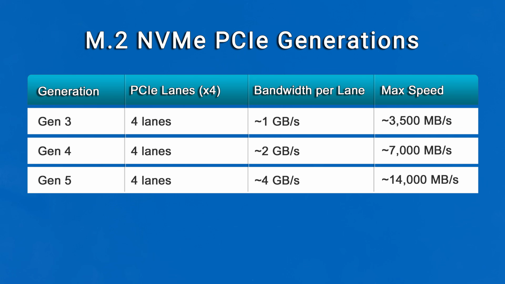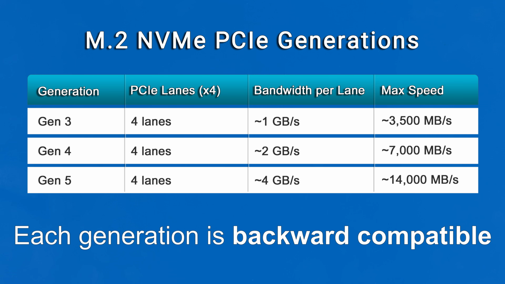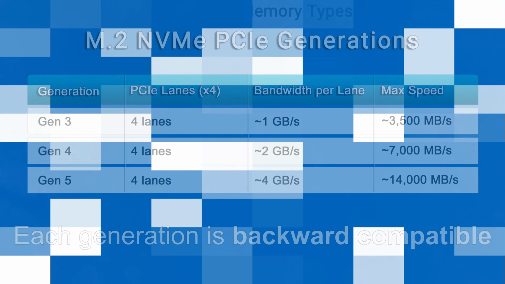Each generation is backward compatible. Higher generation NVMe SSDs can run on lower generation PCI slots, but they will operate at the maximum speed supported by the motherboard's PCI slot. For example, a Gen 5 SSD installed in a PCI Gen 3 slot will be limited to Gen 3 speeds, approximately 3,500 megabytes per second.